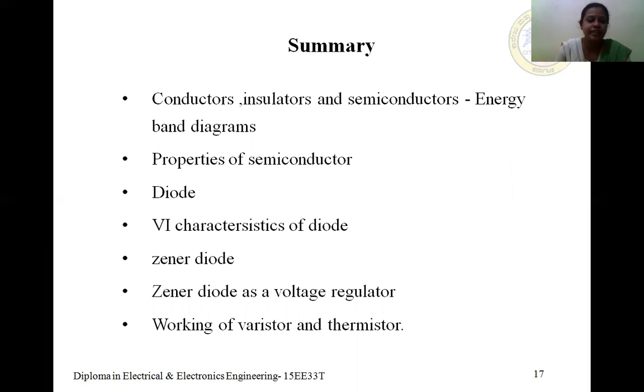Next, coming to the energy band diagram. The energy band diagram for conductors, insulators and semiconductors, along with the diagram we studied in the beginning of this session. In the energy band diagram for a conductor, the conduction band and valence band overlap each other. This overlapping indicates a large number of electrons available for conduction. So that is the conductor.